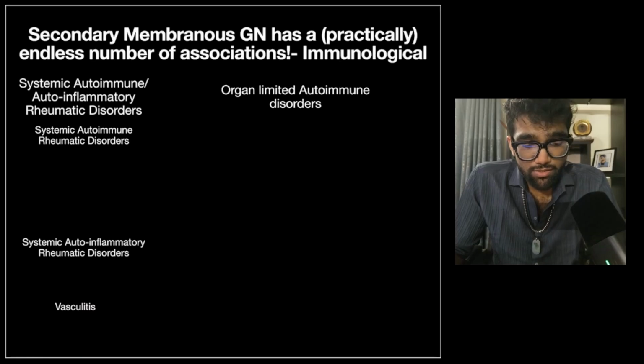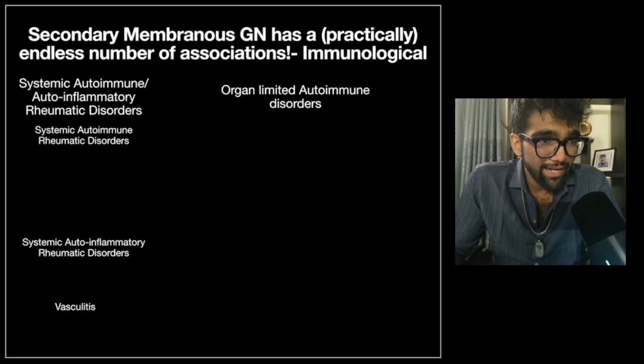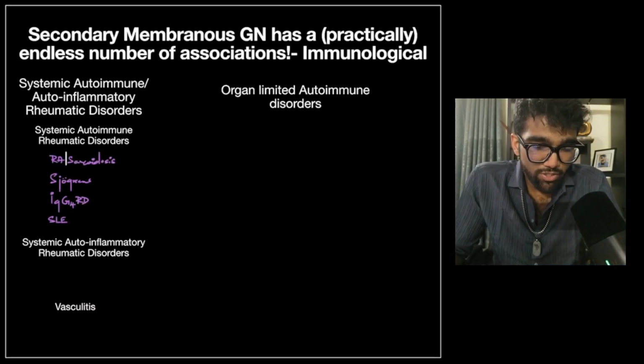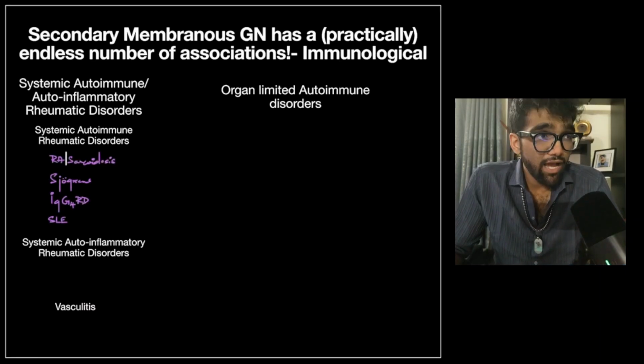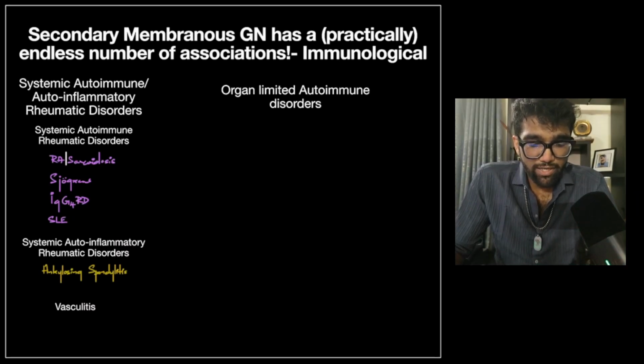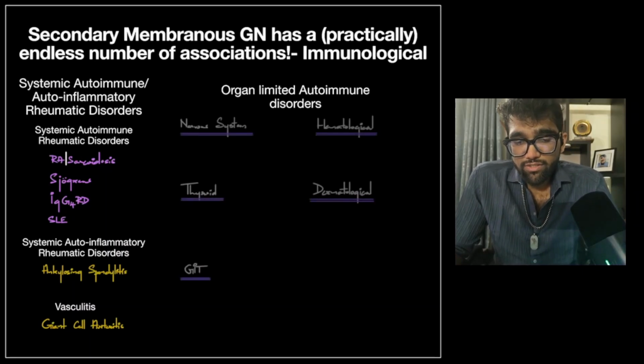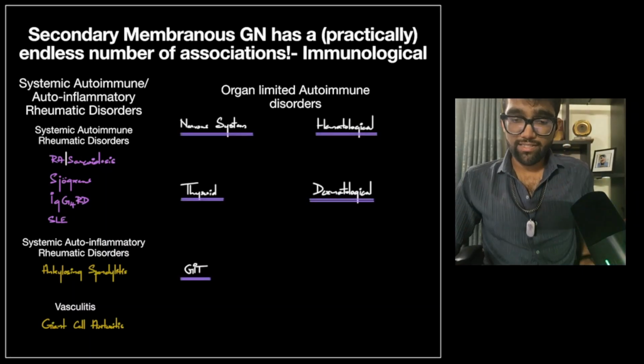Now, the associations of secondary membranous GN are practically endless. It's a long list. So that includes systemic autoimmune disorders, practically all, but specifically RA, sarcoidosis, Sjogren syndrome, IgG4 related disease, and SLE. Then systemic autoinflammatory disorders that includes your spondyloarthritis, including ankylosing spondylitis, and vasculitic disorders like giant cell arteritis. Now, organ-limited disorders, again, there are practically endless number.